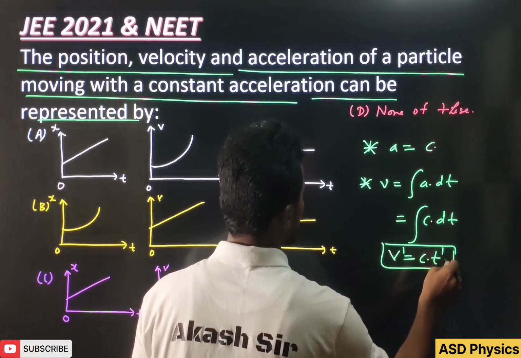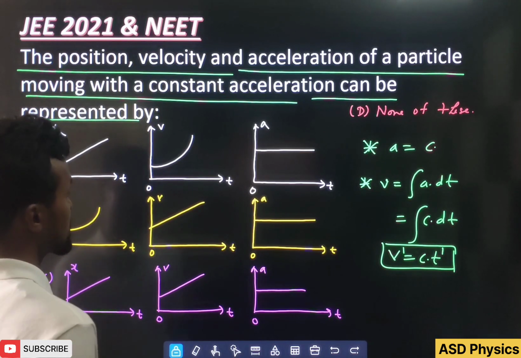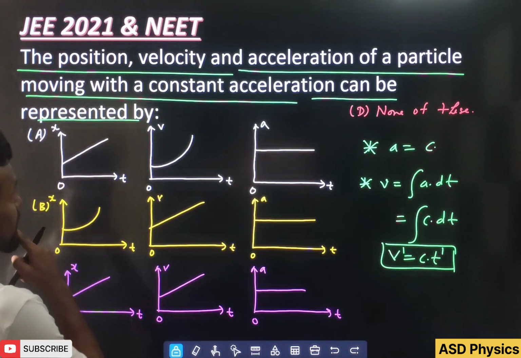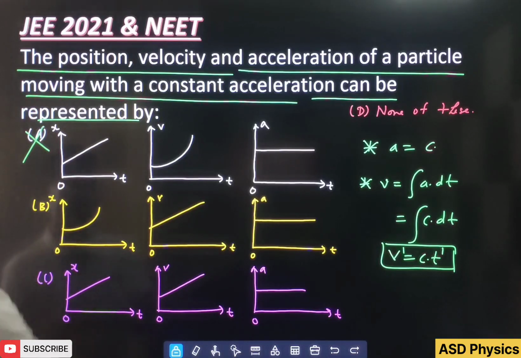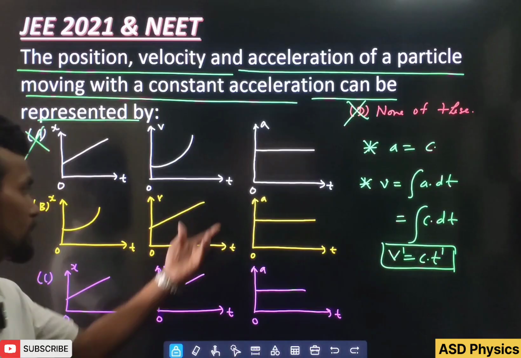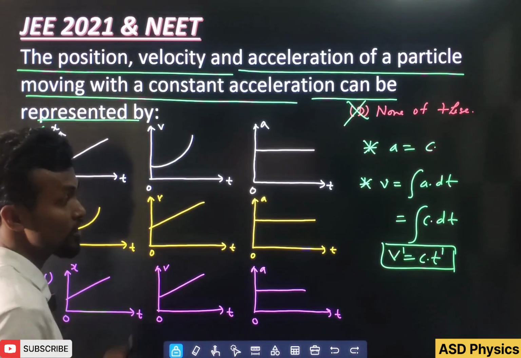So what will happen here? V power 1 and t power 1, which means a straight line. So see here, the velocity versus time graph is a straight line. That means what is the possibility? Remember that option A is wrong here, none of this is possible. So maybe option B may be correct, option C may be correct, because the velocity time graph is a straight line.